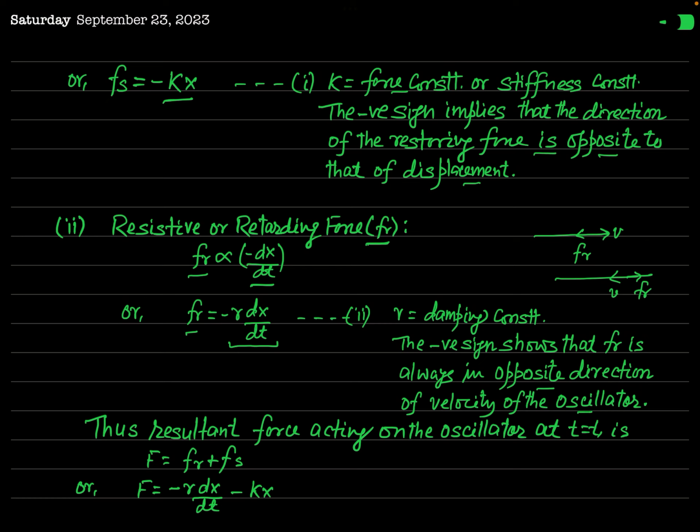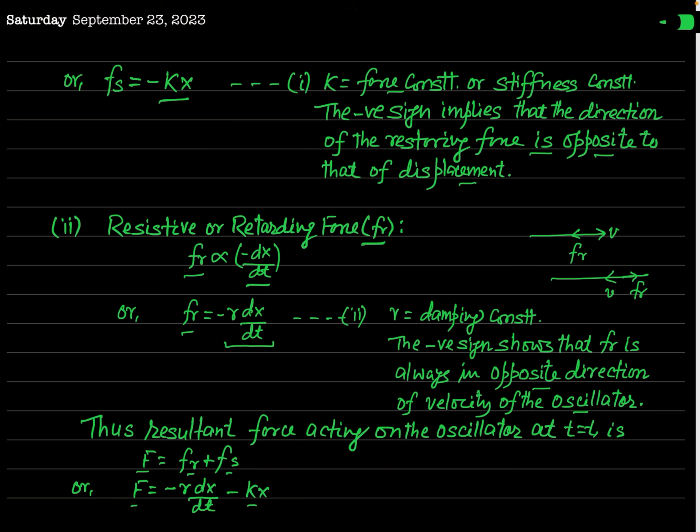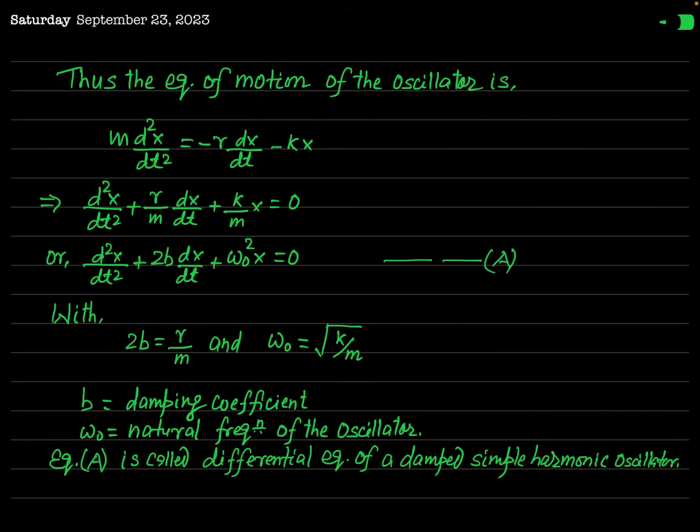And so you can easily find what will be the resultant force or total force or net force acting on the oscillator at time t. If you denote the resultant force by the symbol capital F, what will be this capital F? This will be simply the sum of Fr and Fs. And so you can say that F is equal to minus r times dx by dt minus kx. But according to Newton's second law of motion, the resultant force is given by what?